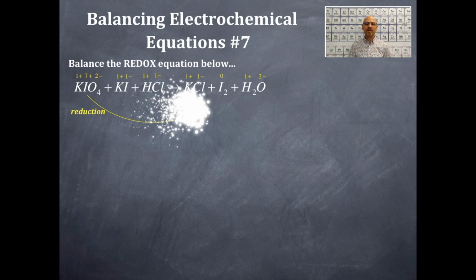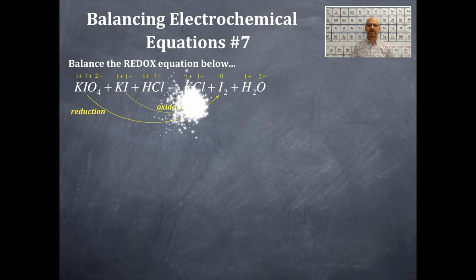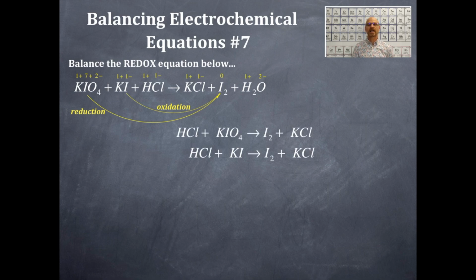So this is the reduction half reaction that is going from the +7 to the 0 for the iodine. And then in the KI, we also have an oxidation, and that's going from the -1 to the 0. So we actually have two reactions here with that one element. Unusual, but really cool, and it so happens. So we're going to write this half reaction right here and this half reaction right here.